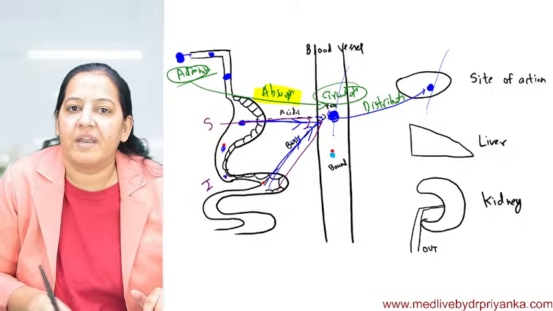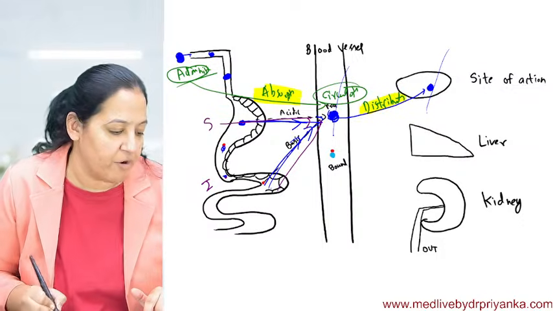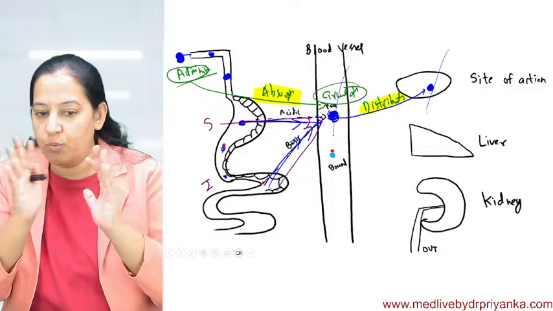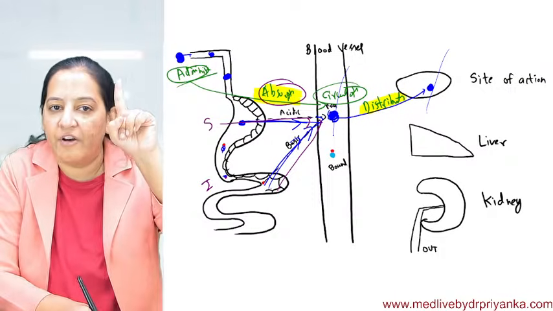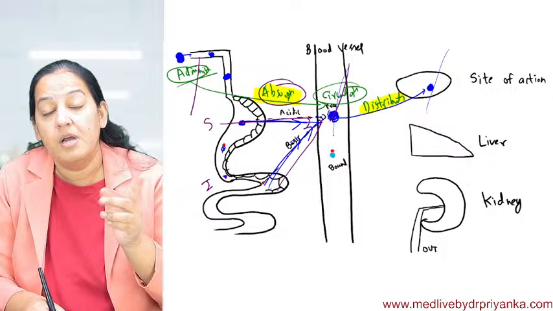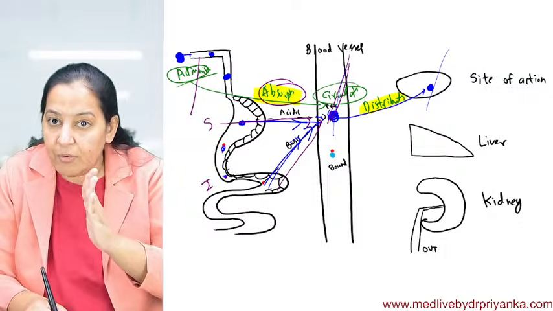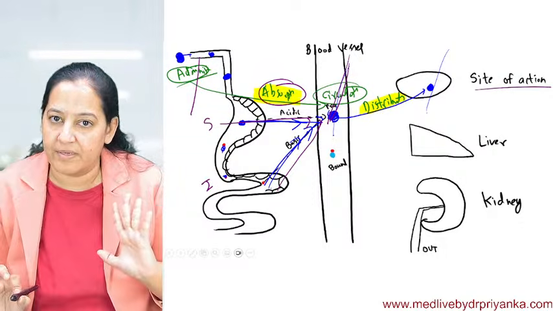So absorption and distribution both are movement of drug. Please understand. What is absorption? What is distribution? Absorption is movement of drug from the site of administration to circulation. Distribution is movement of drug from circulation to its site of action or to various organs. How many of you got it?